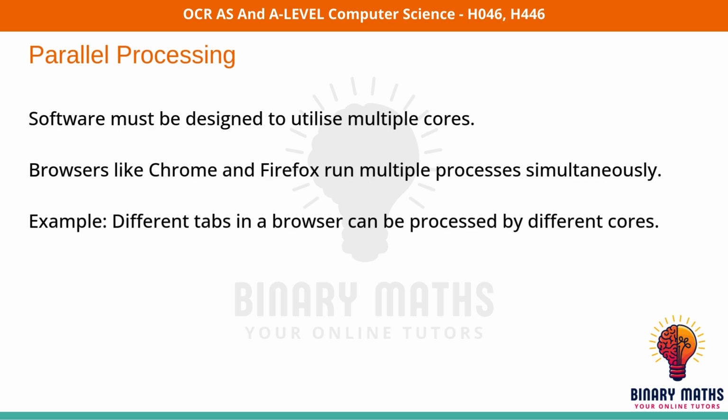To take advantage of multiple cores, software must be designed for parallel processing. For example, browsers like Chrome and Firefox can run multiple processes simultaneously. Different tabs in a browser can be processed by different cores, allowing for smoother performance.